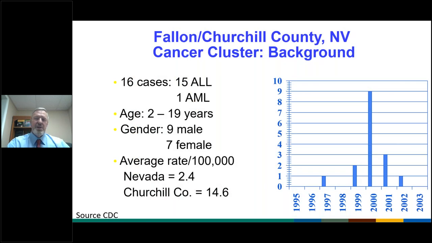Now, the way you can apply these biomonitoring techniques to certain studies is, we were asked to evaluate a really rare cancer cluster investigation in Nevada in a city called Fallon, where they had 16 cases of this leukemia in young children. The average rate in Nevada was 2.4, but in this county, in this city, it was 14.6. So this is a huge blip. So they wanted to find out what was causing this cancer cluster investigation.